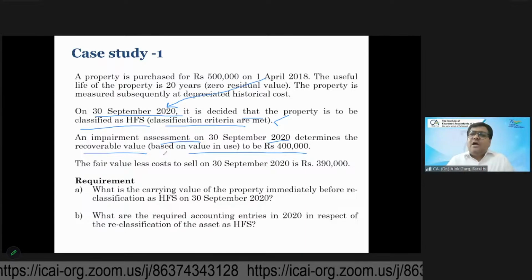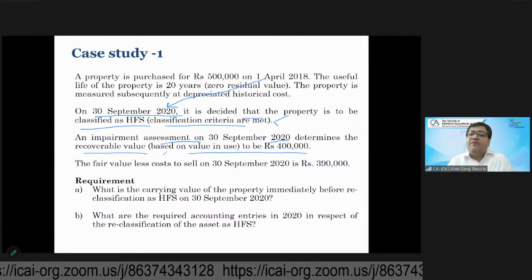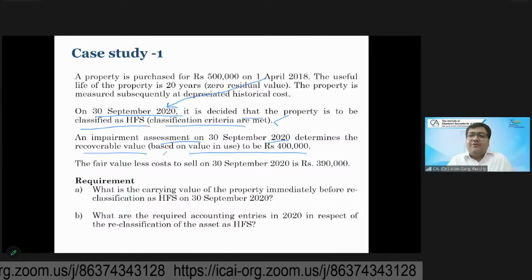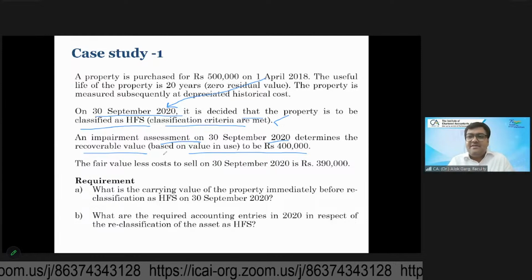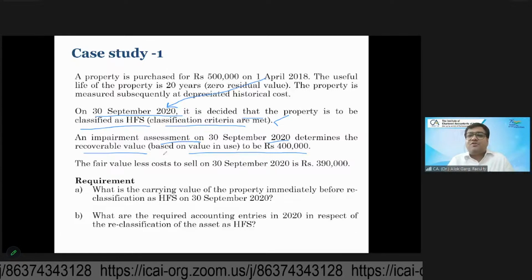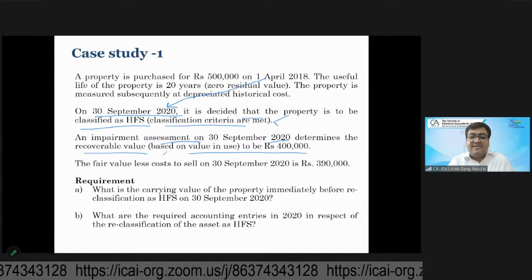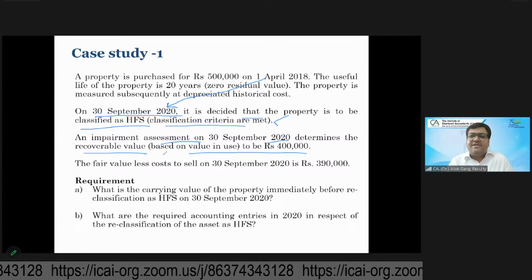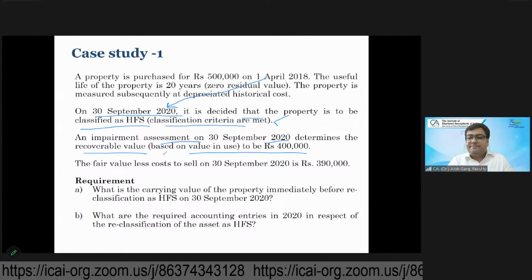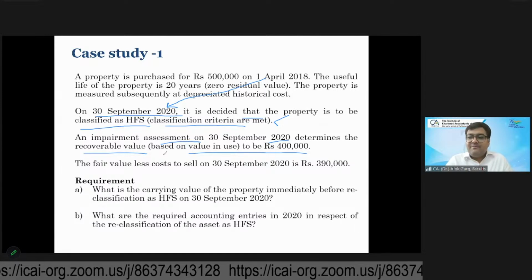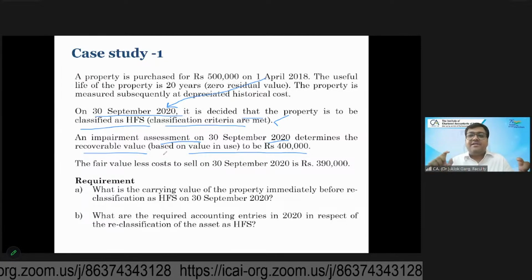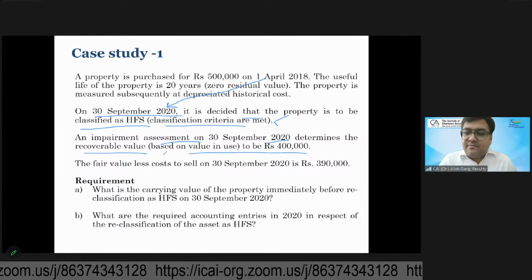So now, what is my cost and what is the formula of carrying value? Can anyone tell me? What is the formula of carrying value as per Ind AS 16 or Ind AS 38 or Ind AS 40? Is it only cost minus depreciation? Cost minus accumulated depreciation minus accumulated impairment losses. Correct?